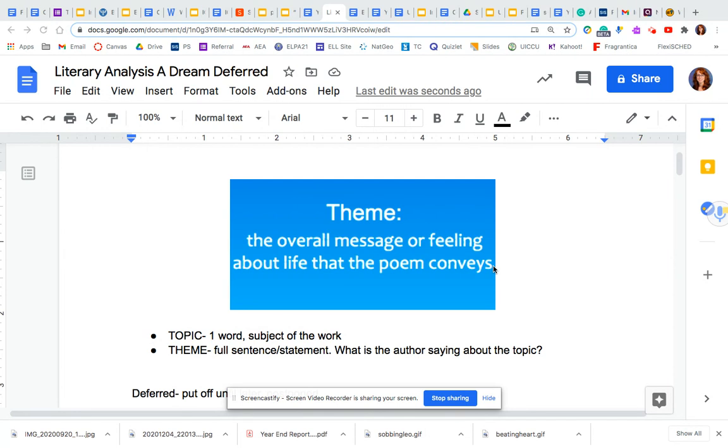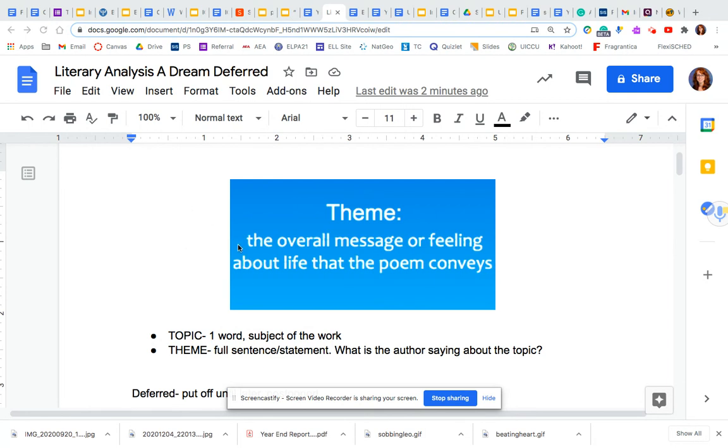So today we are going to learn about theme and how to find the theme of a poem. Then we are going to read a poem and figure out the theme and then see what literary device is used in that poem and how that literary device contributes to the theme. So first of all, what is theme?